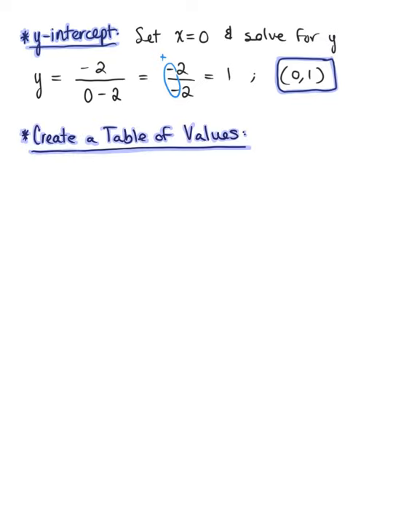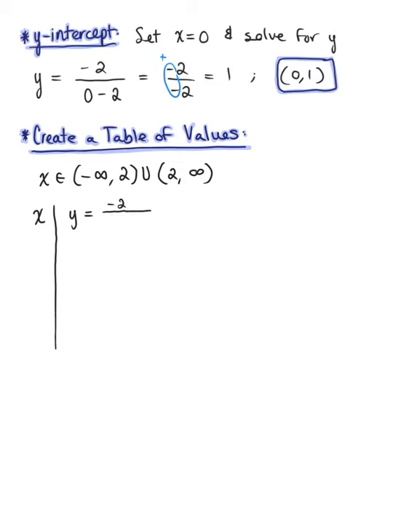Now, we'll keep in mind here, the first thing we found was the domain, that x is an element of the interval from -infinity to 2, united with the interval from 2 to positive infinity. So let's now create this table of values and plot a few points around or within each of these intervals. So we have the x column, the next column is for our function values, that's -2 divided by x minus 2. And then our third column will be for the solution points, our ordered pairs.